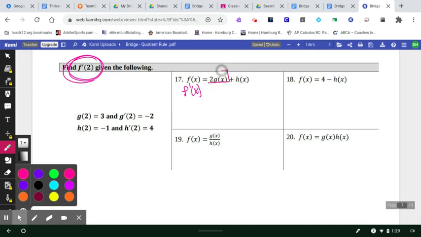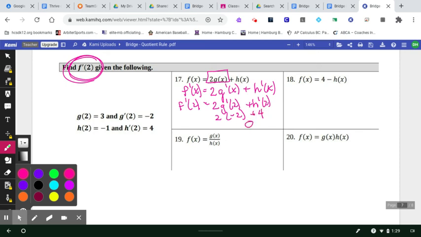All right, so just to review, this is not a product rule because the 2 does not have an x. There are not x's with it. So it is just keep the coefficient of 2 times g prime of x plus h prime of x. And then if I want f prime of 2, I just carefully substitute in 2 times g prime of 2 plus h prime of 2. So that's 2. G prime of 2 is negative 2. H prime of 2 is 4. Looks like I get 0 there. Negative 4 plus 4.